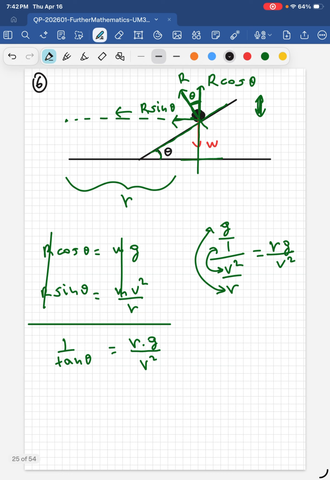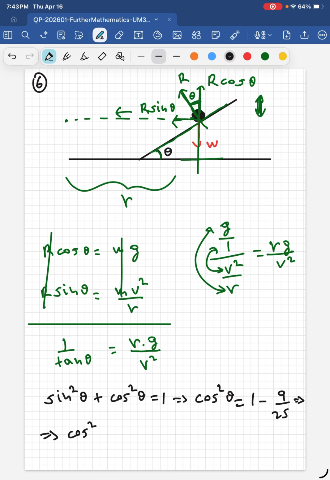Okay, so using that, we will use the fact that sine squared theta plus cosine squared theta is 1. Therefore, cosine squared theta is 1 minus sine squared theta, which is 9 over 25. Therefore, cosine squared theta is simply 16 over 25. So cosine of theta is 4 over 5.